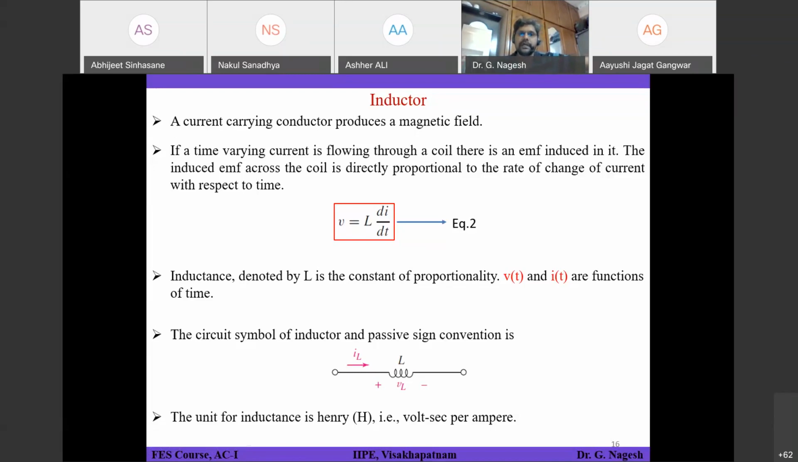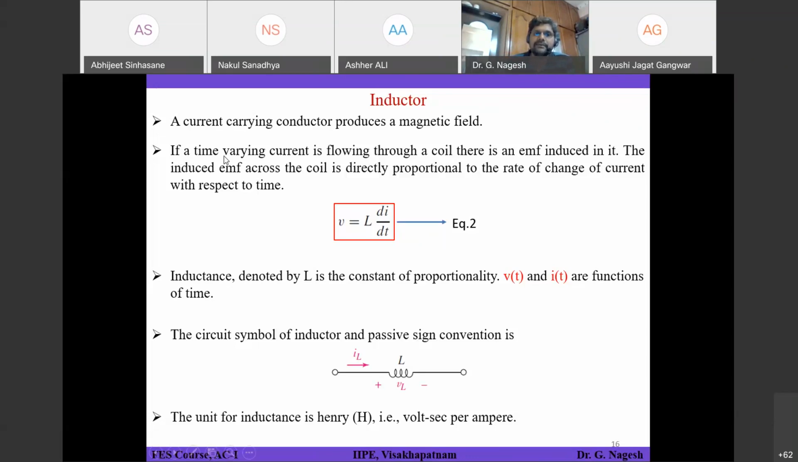Current flowing in a conductor results in a magnetic field around it. If a time varying current is flowing through a coil, that means you take a wire, make it in the form of a coil, and send some current through it, and that current should be time varying. That means it is not a DC current, you are sending some sinusoidal current through it.